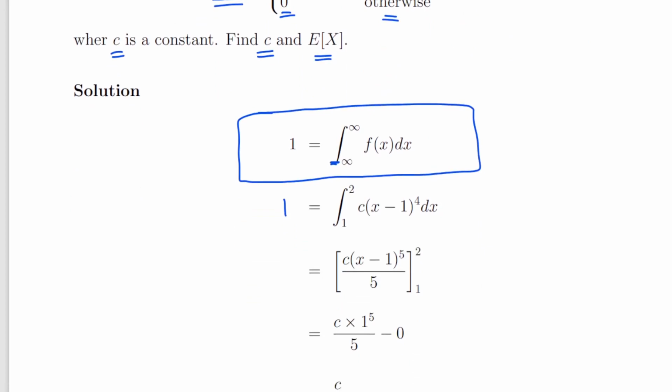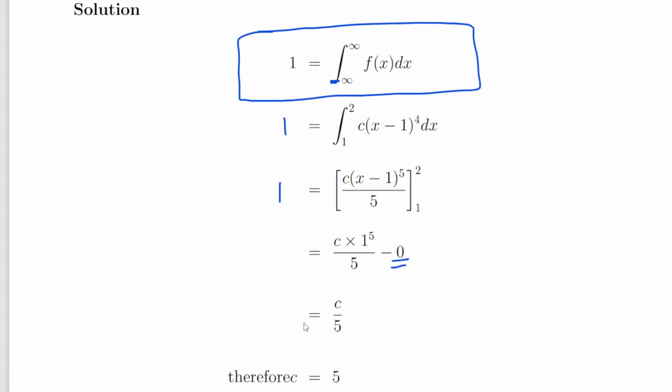Okay, now what we can essentially do there is just treat x minus 1 as x. Essentially that's a straightforward enough integration. So what we end up with is 1 equals c times (x minus 1) to the power of 5 divided by 5, integrated from 1 to 2. So when x is equal to 2, x minus 1 is just 1, so (x minus 1) to the power of 5 is 1 to the power of 5, which is just 1. So we end up with c divided by 5. When x is equal to 1, it just evaluates to 0. So the integral is c over 5, and that has to be equal to 1. Therefore, c is equal to 5. So that is our value for c.